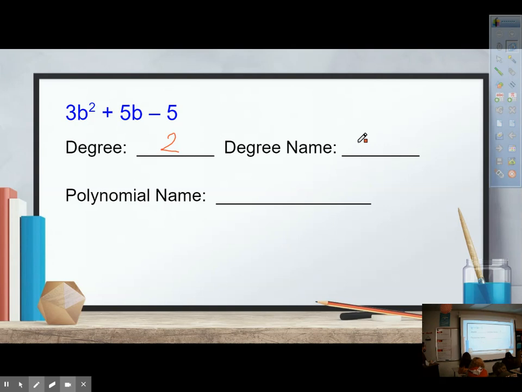For 2. A degree of 2. Quadratic. Y'all agree with quadratic? Yes. Yeah, perfect. And like I said, you've actually seen that before in chapter 1 at the beginning of the year. And now, how many terms does it have, Parker? 3. So that would be 3b squared, positive 5b, and negative 5. So it has 3 terms. So Parker, what would be the name of that for 3 terms? Trinomial. Okay, perfect. Trinomial.